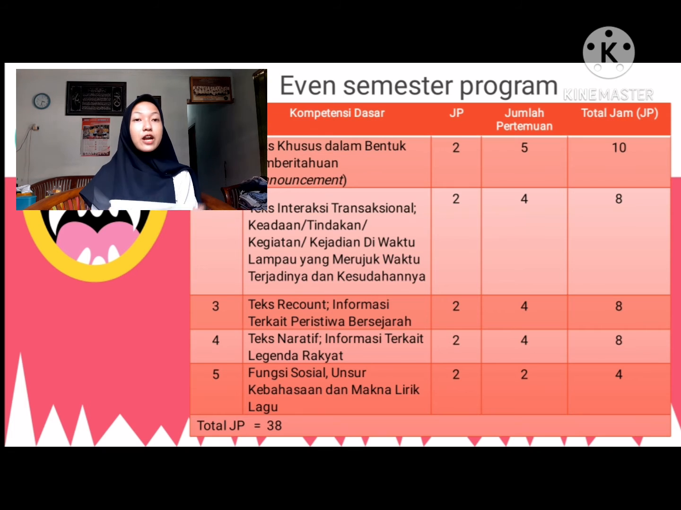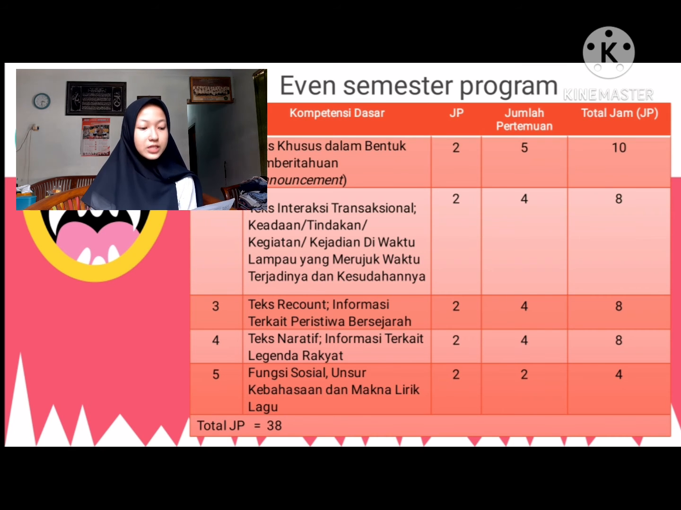And in the second semester there are 5 basic competencies. Each basic competency has 2 hours, but what is different here is the number of meetings. You can see basic competency number 1: the number of meetings is 5 and the number of lessons is 2, so 5 times 2 is 10. And basic competency number 2: you can see the number of meetings is 4 and the number of lessons is 2, so 4 times 2 is 8.